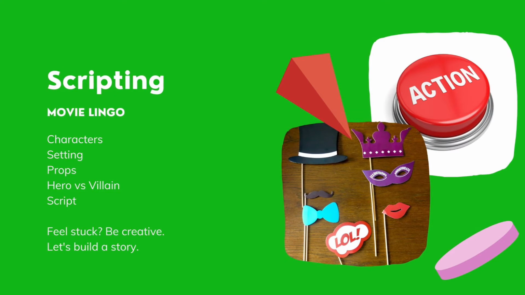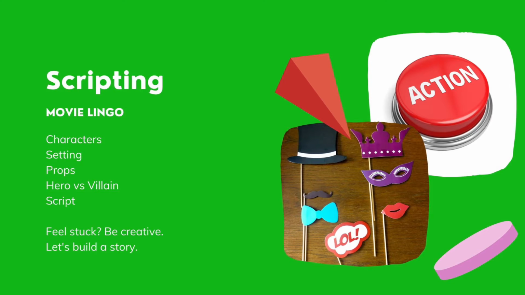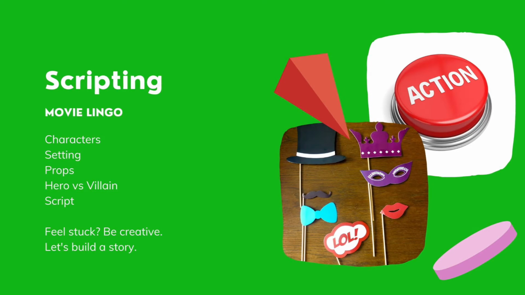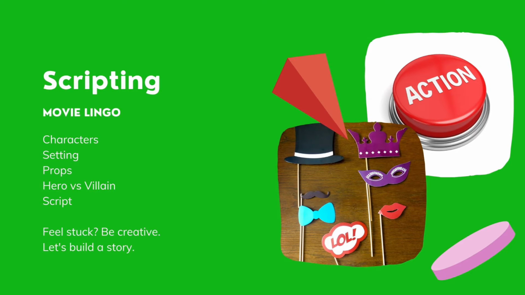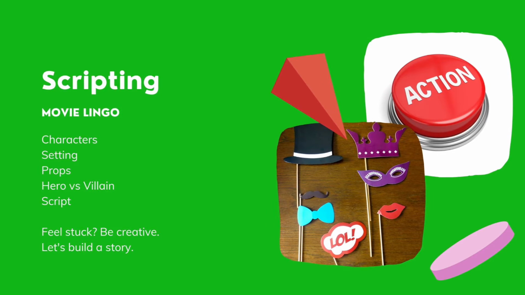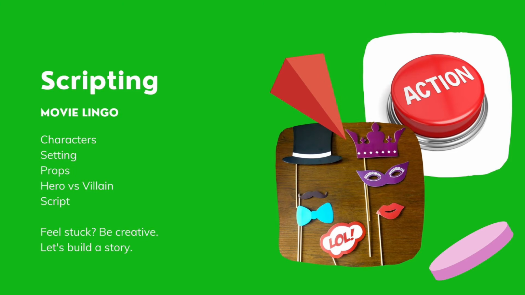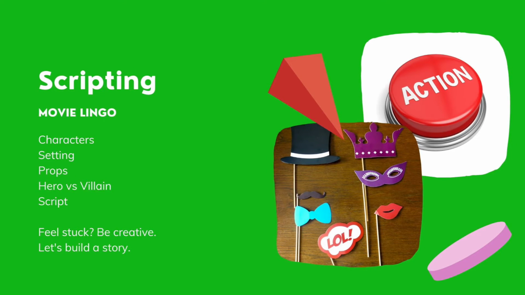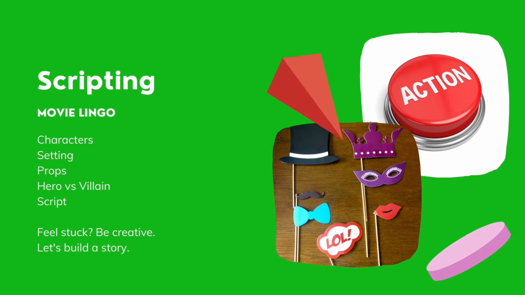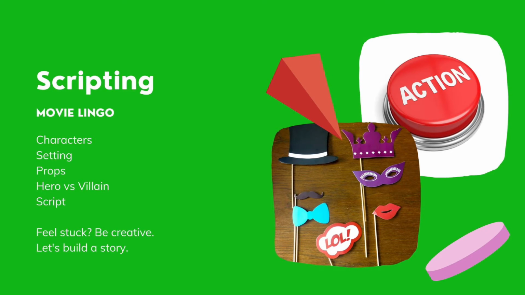Using movie lingo, it basically means developing your characters, planning the setting. What props will you need? Will you have a hero versus a villain? What will your story tell? Before starting your shoot, take the time to really review your project. Which scenes should the film contain, and how can you credibly convey the story to your viewer?